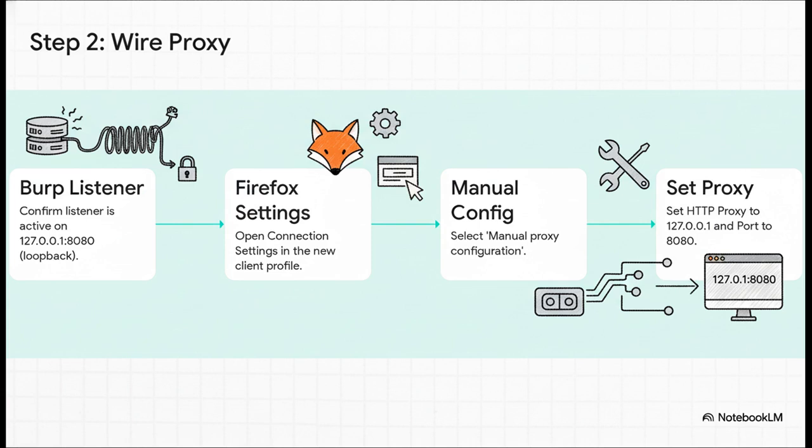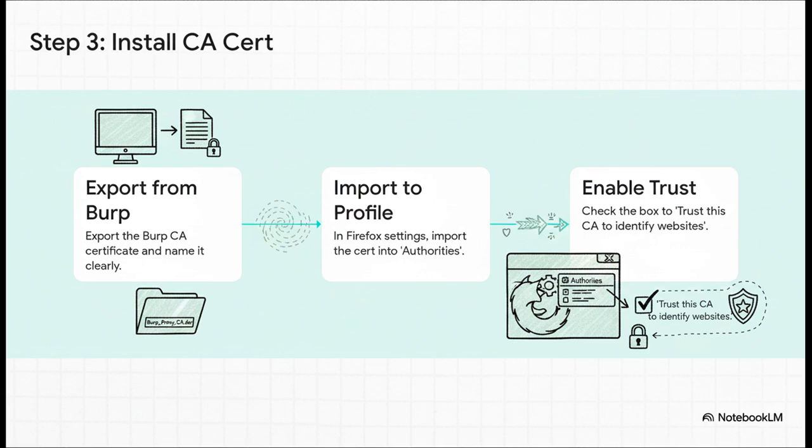Then, inside your new Firefox profile, you just hop into the connection settings and point the HTTP proxy right to that address and port. Simple as that. Okay, step 3. This is the big one, the trust step. You need to export Burp's CA certificate.